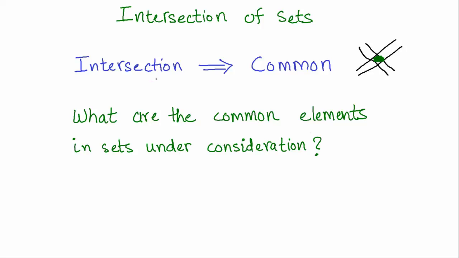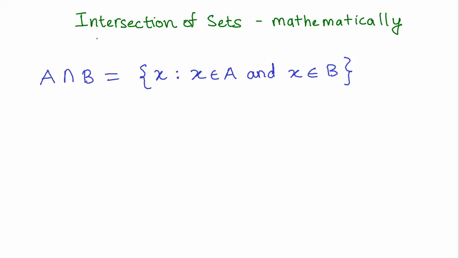So in the perspective of sets, it is useful to know intersection of sets means simply finding out the common elements of the sets under consideration. That's what intersection is all about. Now let us look at the mathematical definition. So intersection of sets, this is the symbol, an inverted U. A intersection B.